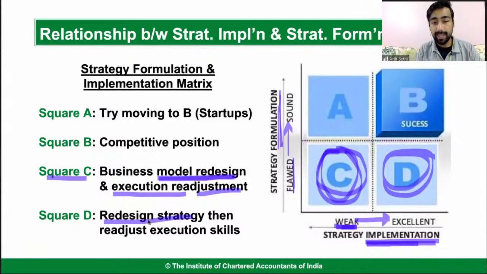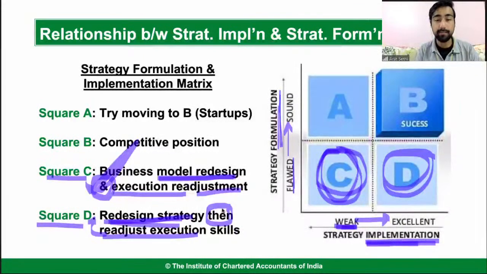You have to redesign the strategy, and when you redesign the strategy, then you have to readjust your execution based on the new strategy, right? The word here is and, the word here is then, right? Here you have to work on both things. In square D, first you will redesign strategy, and based on your new strategy, you will execute, because your execution is already excellent. So you do not need to worry or work on your execution. You just need to redesign your strategy, right?